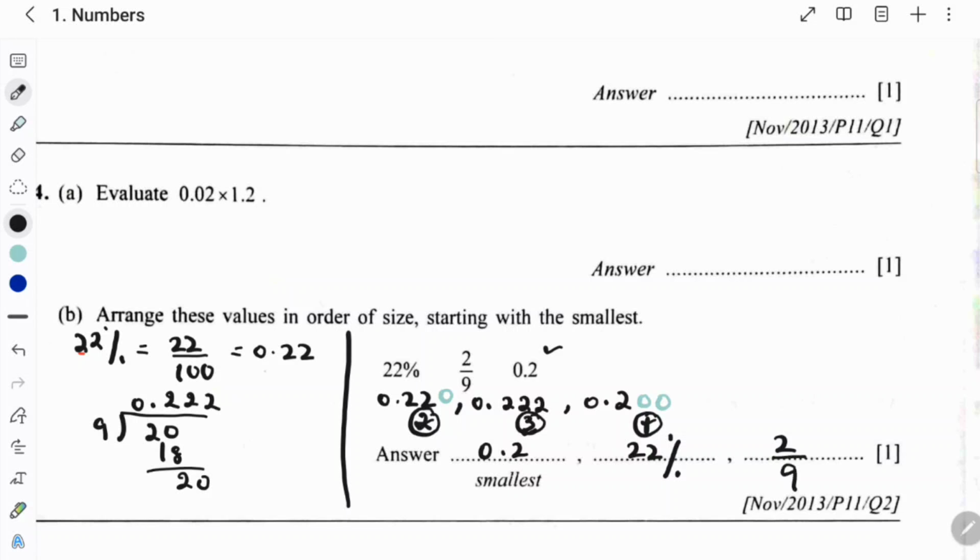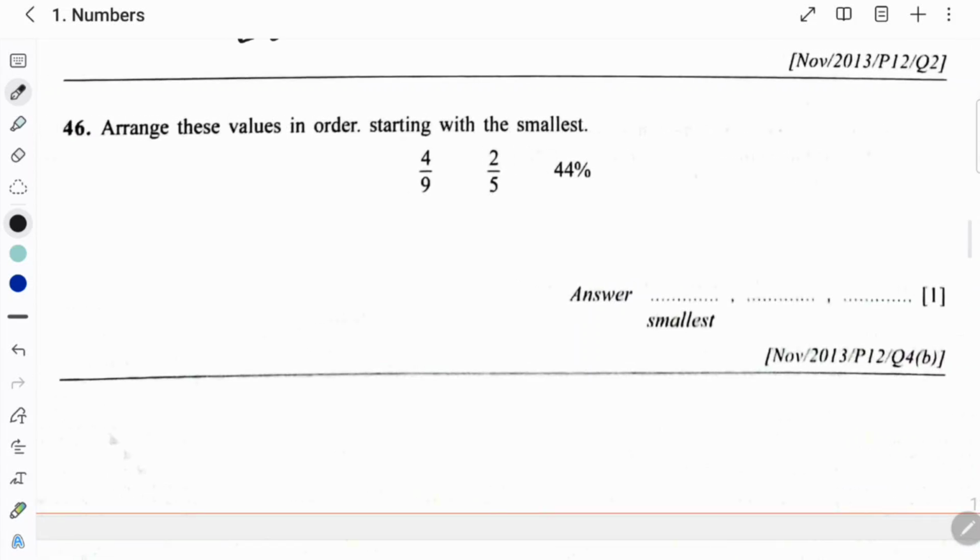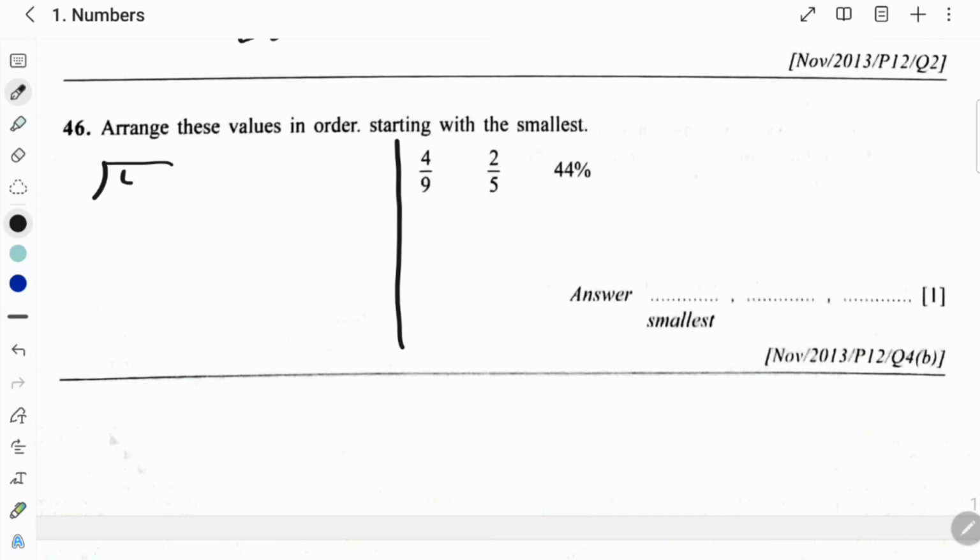The next question we are going to do is this one. Arrange the values in order starting with the smallest: 4 over 9, 2 over 5 and 44%. So again we have to change the fractions into decimals. This is 4 over 9, the first one. You know that 9 times 4 is 36, and then again remaining 4. Okay, again a recurring decimal. So 4 and then 36, and then you will get 0.444.